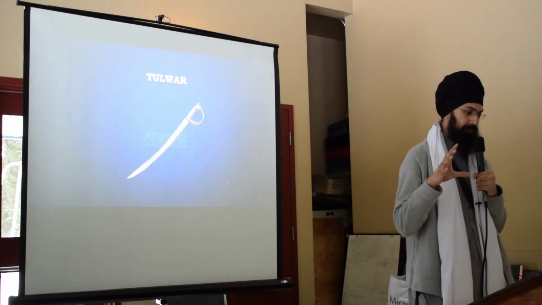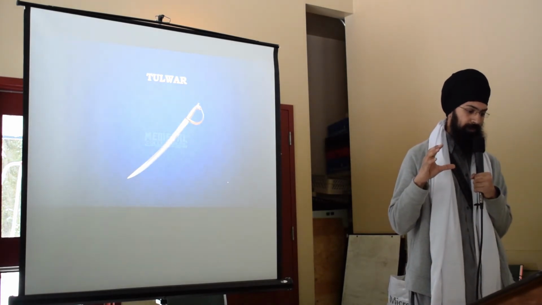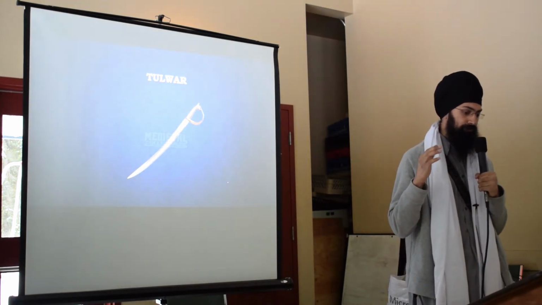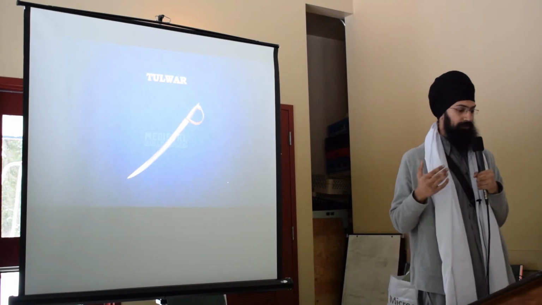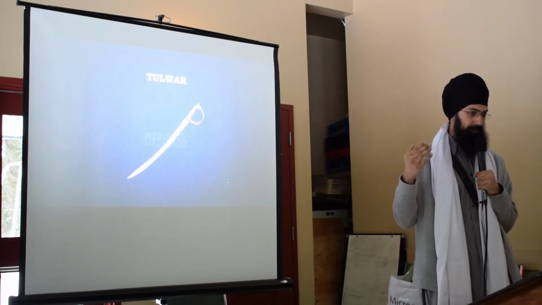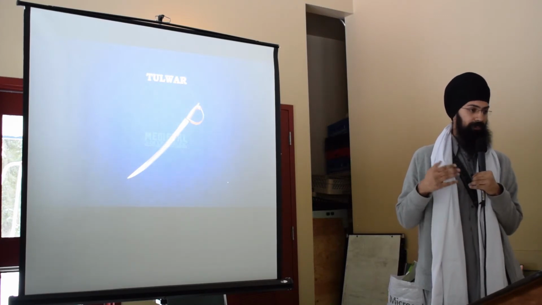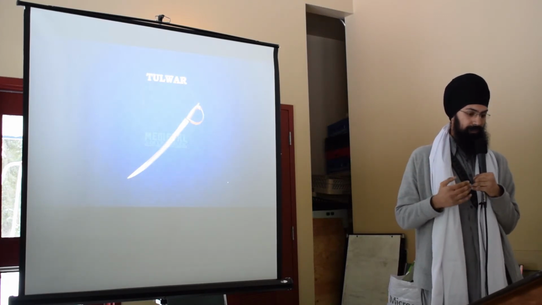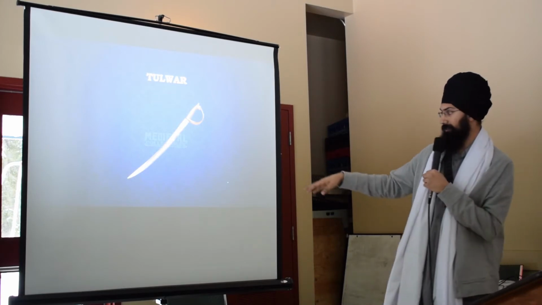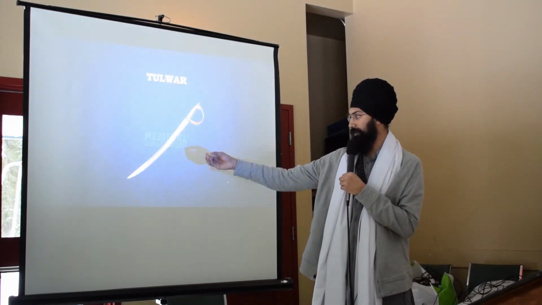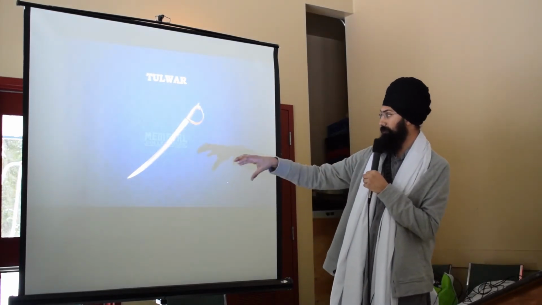Then we have the talwar, which is actually quite a versatile shastar, because it can be used on horseback or on the ground. And there are so many variations of this shastar, like having, say, a double edge on the end, or having a fatter end to help with momentum.